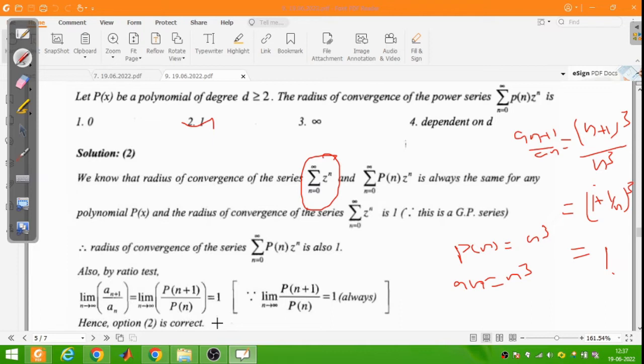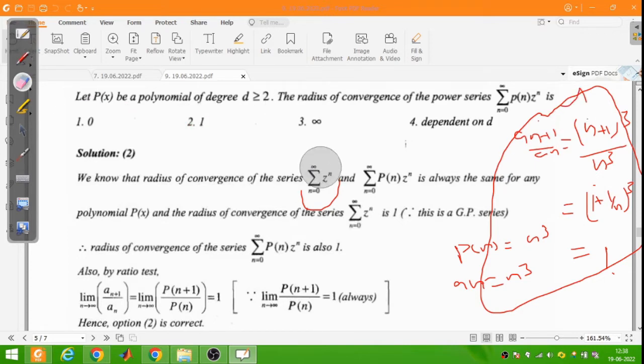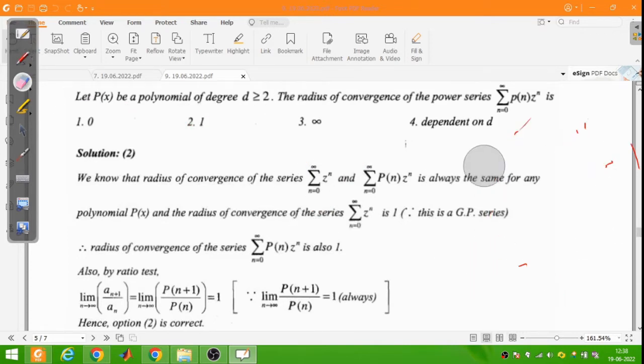For any polynomial, the radius of convergence is always 1. So that's why, using this manner, this is your easiest way of finding the radius of convergence. You have to follow this method. Shall we move on to the next problem? Yes, sir.